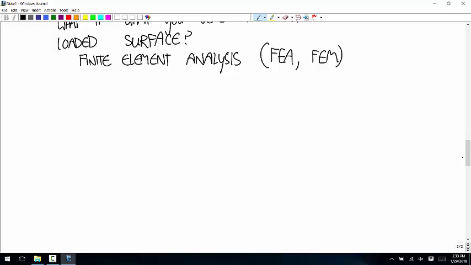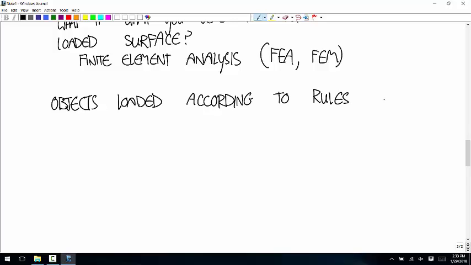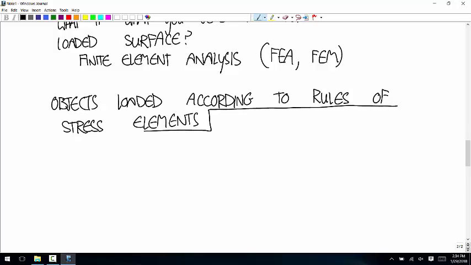So now we're going to start talking about stresses, like how to go from a loaded, physical, finite-size thing to calculating the stresses and strains inside. We're going to start with the simplest case, and that's objects loaded according to the rules of stress elements. So some examples would be, a stress element is infinitesimally small.